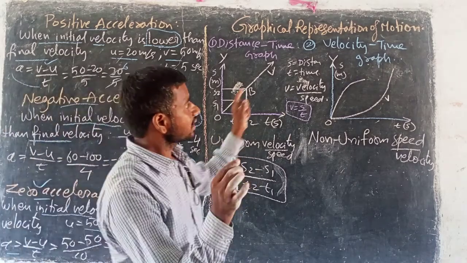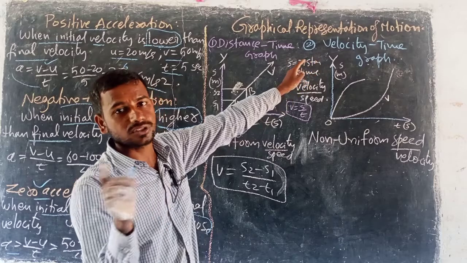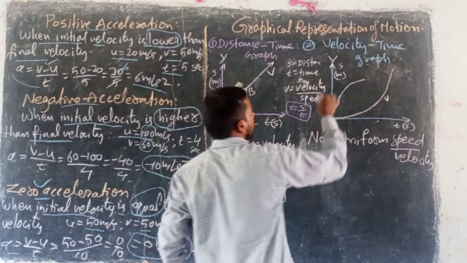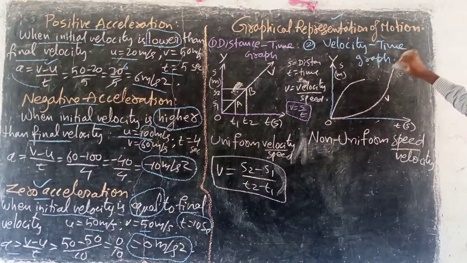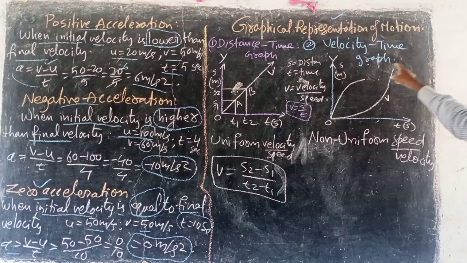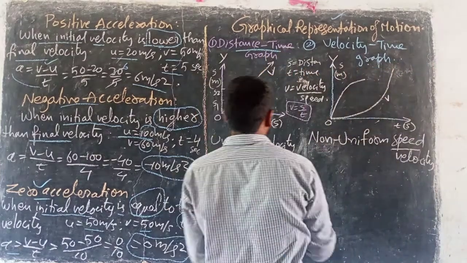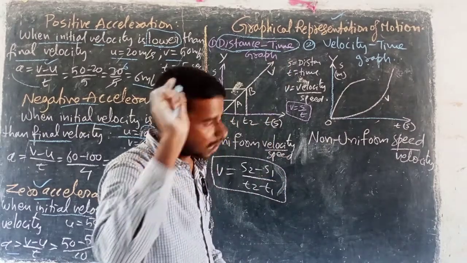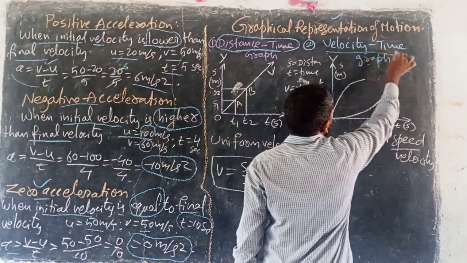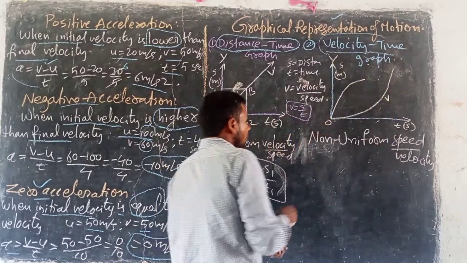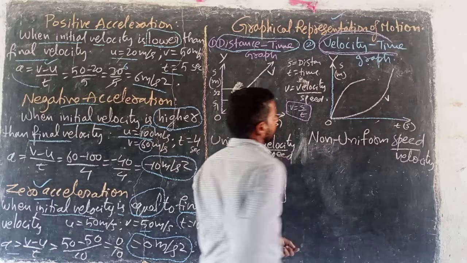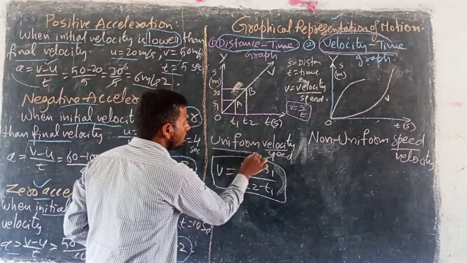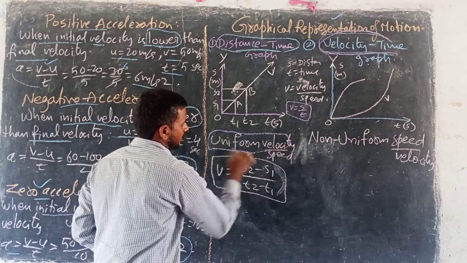And here, graphical representation of motion. We have seen uniform motion and non-uniform motion. How can we show them graph wise? So, graphical representation of motion. Look here. First one, distance time graph. Second one is velocity time graph. Let me take uniform velocity.